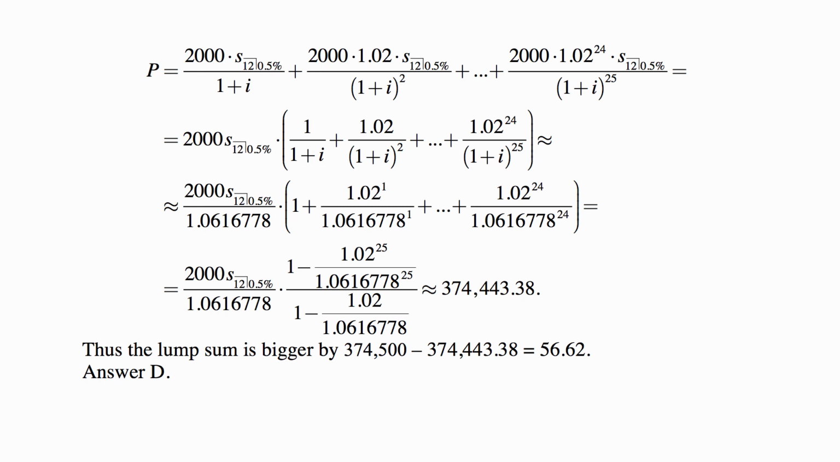And of course we do have to do the calculation of s angle 12, which you can do with a financial calculator. So this ends up being 374,443.38, and the lump sum was 374,500, and the difference between the two is about 56.62, or about 57, which is answer D.